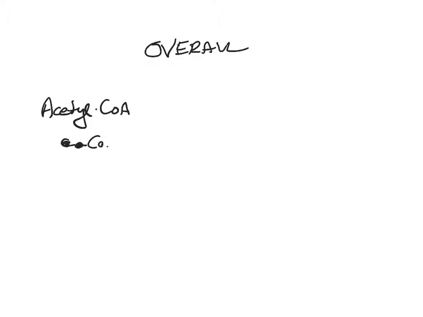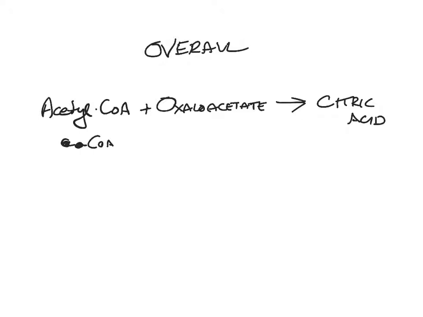Overall, what came in was acetyl-CoA. Remember, that's our 2-carbon molecule. It combined with oxaloacetate, and that reaction led to citric acid. Oxaloacetate was 4 carbons, and citric acid was 6 carbons.